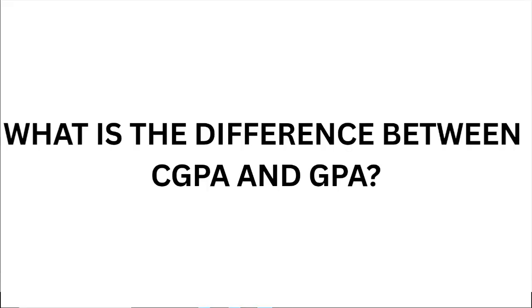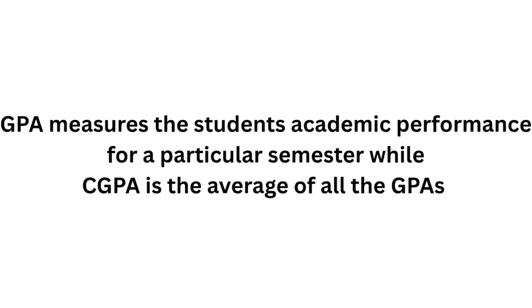Now you might be asking, what is the difference between CGPA and GPA? The difference is that GPA is just for a particular semester. On the other hand, CGPA is the cumulative of all GPAs for a student. So if a student has studied for 4 semesters, each semester has a GPA. But if you want to combine the 4 semesters, we'll call that CGPA.